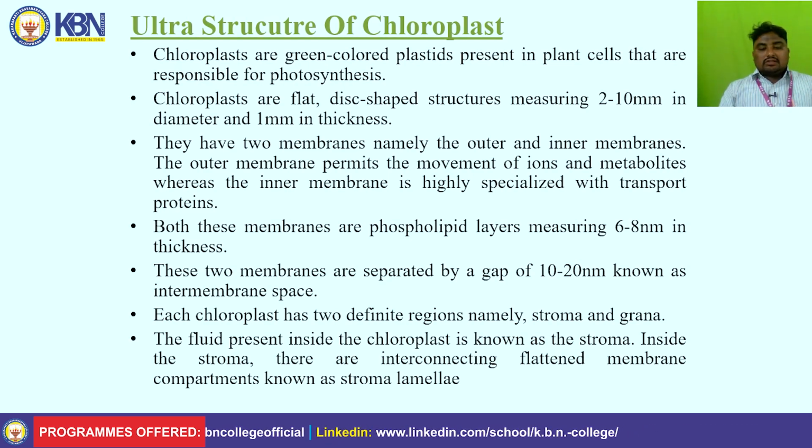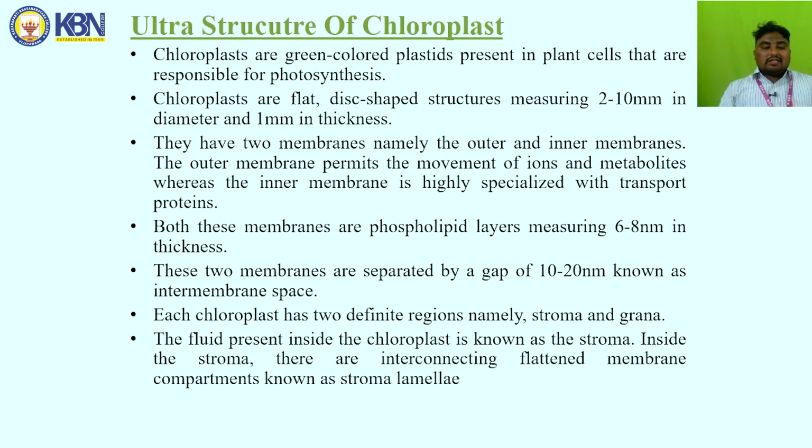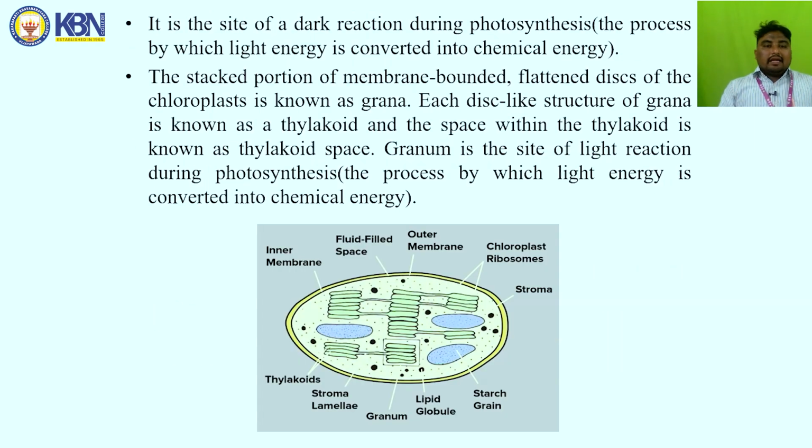Each chloroplast has two definite regions, namely stroma and grana. The fluid present inside the chloroplast is known as the stroma. Inside the stroma there are interconnecting flattened membrane compartments known as the stroma lamellae. It is the site of the dark reaction during photosynthesis. The stacks of membrane bounded flattened discs of the chloroplast are known as the grana. Each disc-like structure of the grana is known as a thylakoid, and the space within the thylakoid is known as the thylakoid space. Granum is the site of light reaction during photosynthesis. This diagram shows the chloroplast structure.